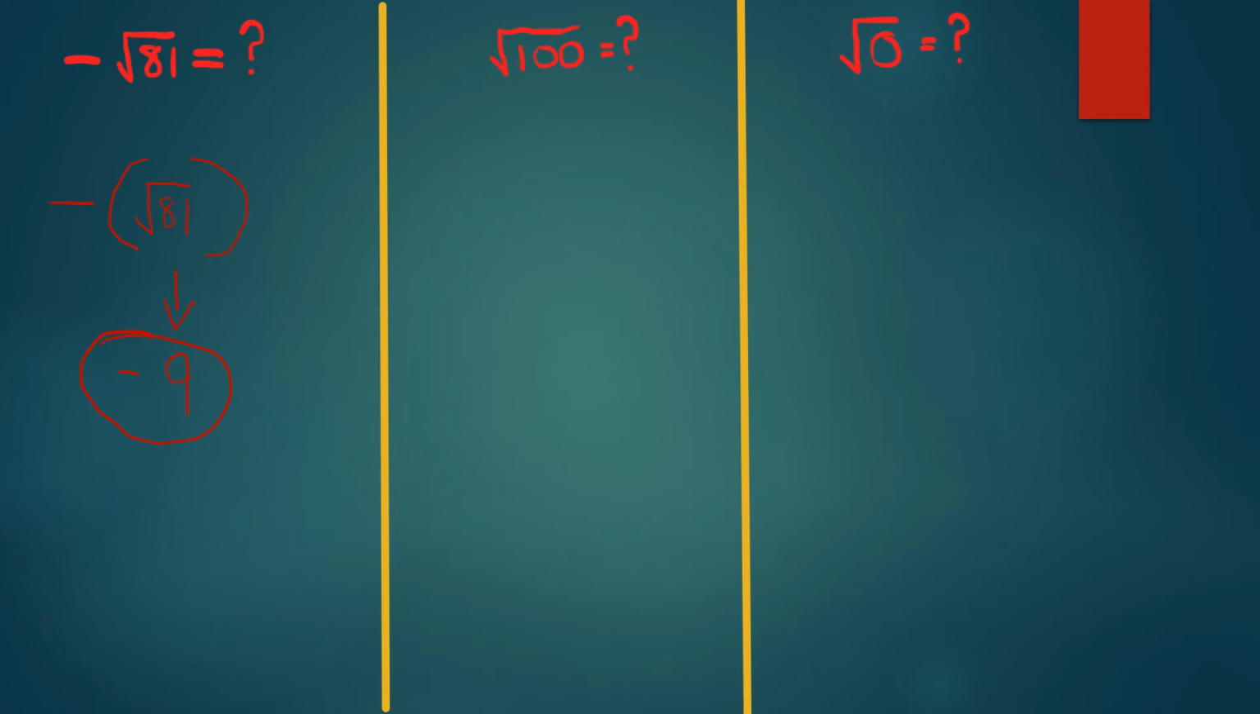10 times 10, that equals 100, right? So the square root of 100 is 10. 0 squared is equal to 0. So the square root of 0 is 0.